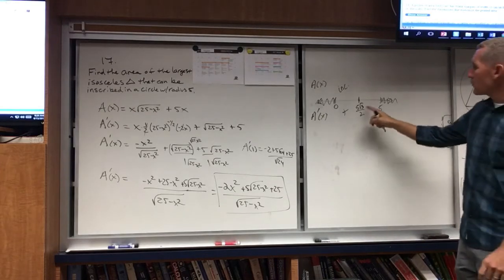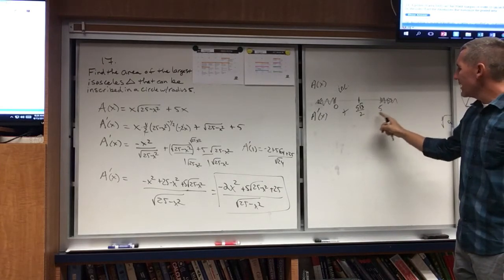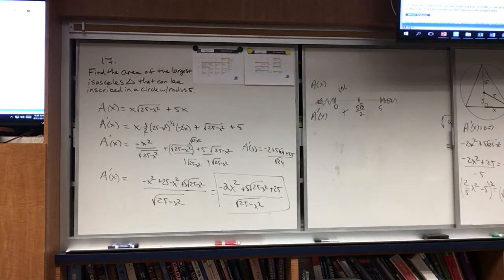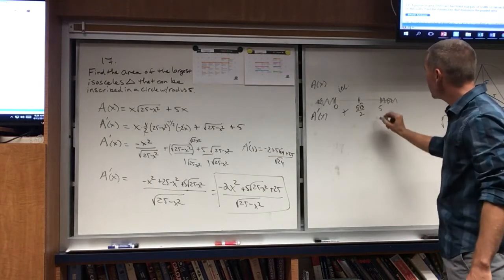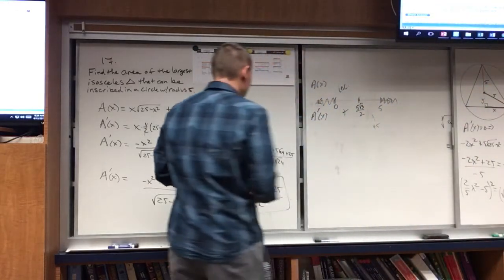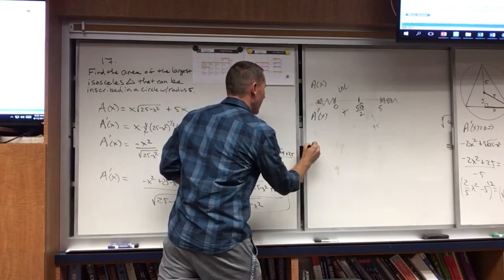And then if I plug in something greater than 5 root 3 over 2 and less than 5, so something in between those, let's see, 5 root 3 over 2, really quickly, just to make sure that 4 is going to be greater than that. So 5 root 3 over 2 is about 4.33. So I need to plug in like 4.5. I'm going to plug in 4.5 for that. So a prime of 4.5.